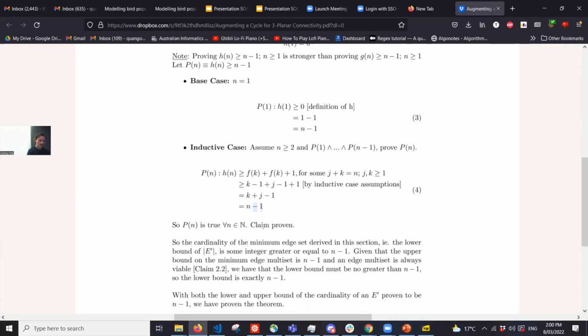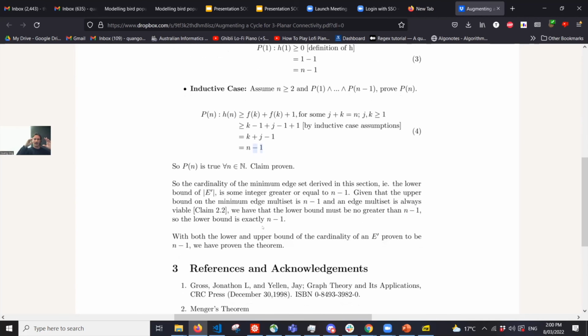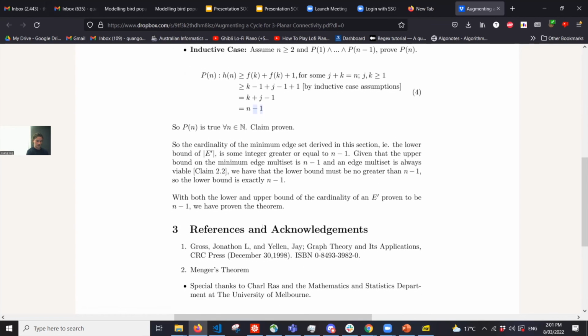And with that, we've proven both the upper bound and the lower bound of the size of the minimum set to augment edges to make it 3 connected, and thus the theorem is proven.